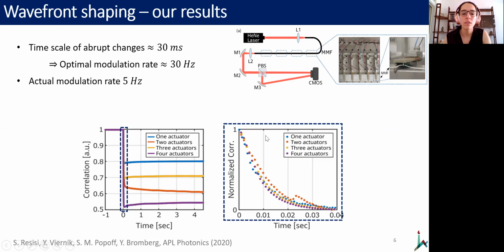We also looked into the rate at which our setup can be operated. In principle, the modulation rate is limited by the response time to mechanical perturbations, which we measured at about 30 milliseconds, corresponding to a modulation rate of 30 Hertz.